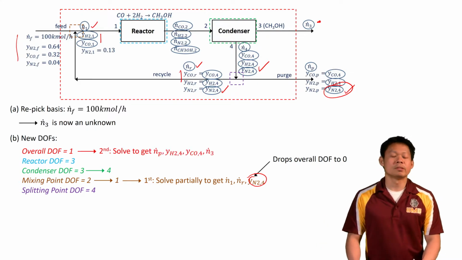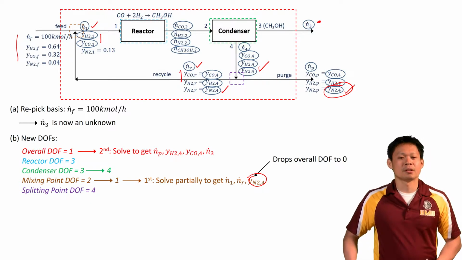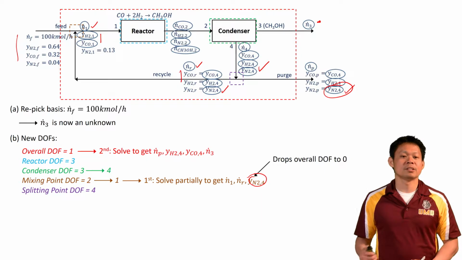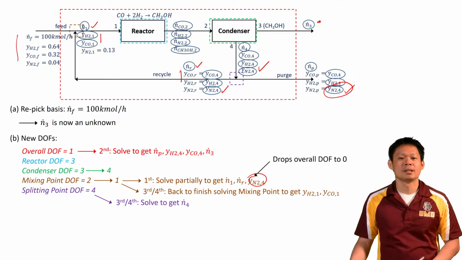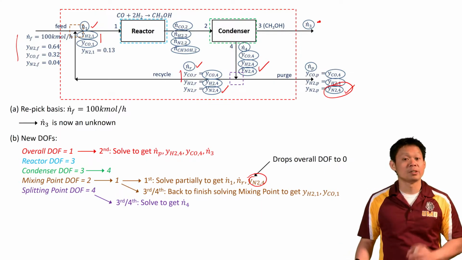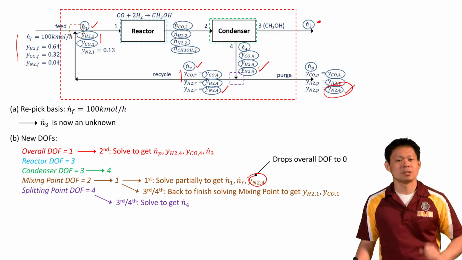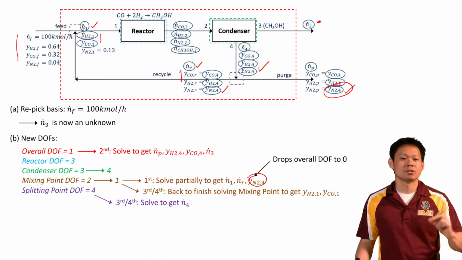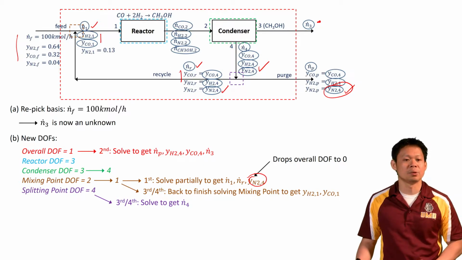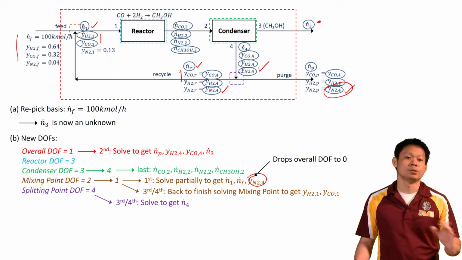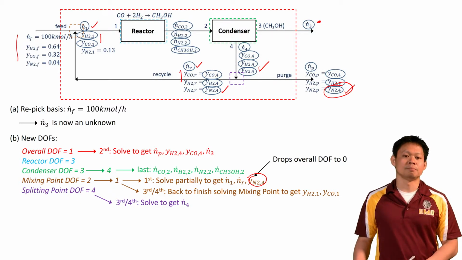So next we'll go to the overall degree of freedom. We're going to solve that second, get all the rest of our unknowns. After you have done that, it turns out you have to go back to the mixing point to finish solving the mixing point, or you can go to a splitting point. This is where after you solve the degree of freedom, there's 2 systems that will drop to 0. So you can solve for either the mixing point or the splitting point, finish that up. And once you're done with that, go to the condenser and you're going to solve for everything else. You don't actually need to go to the reactor at all.